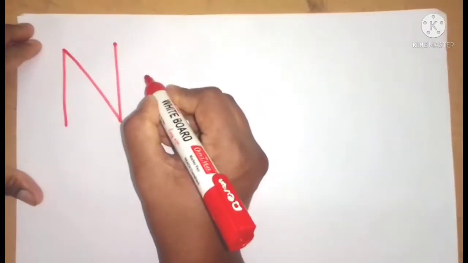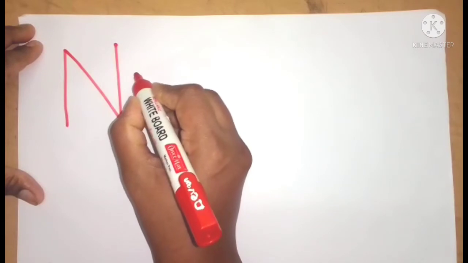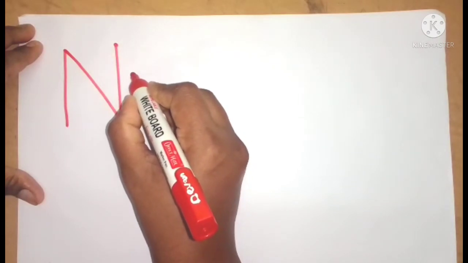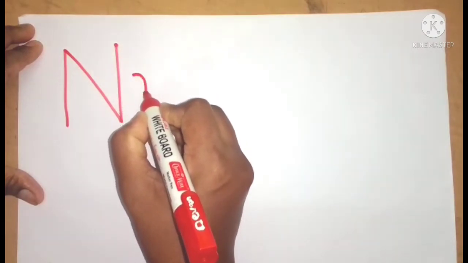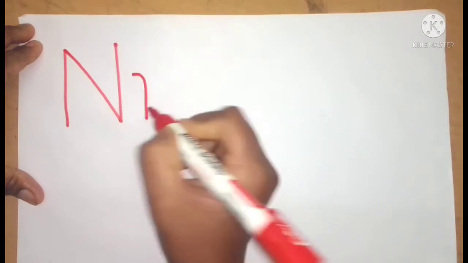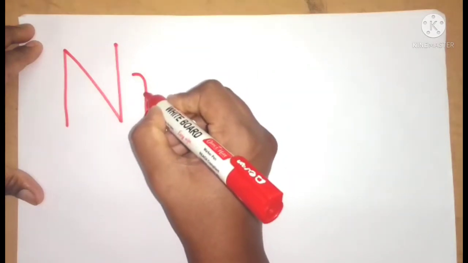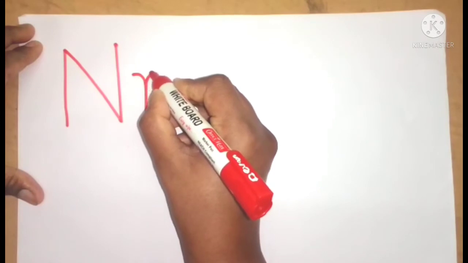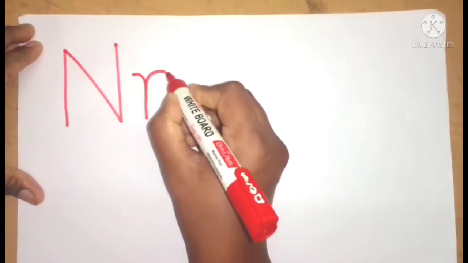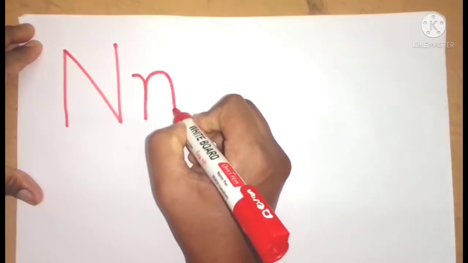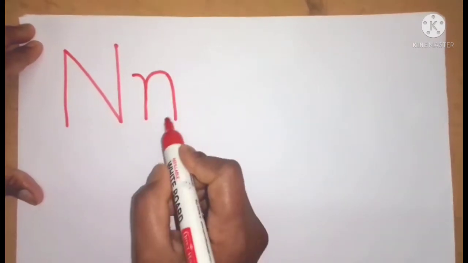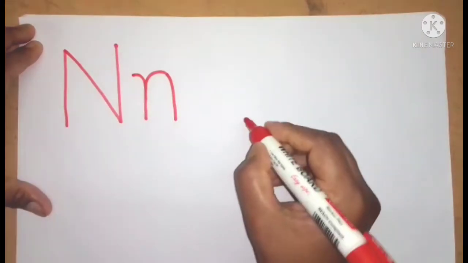Then we have small n. Draw a curved standing line, small standing line like this. Then from here make a small curve and make it as a standing line like this. This is small n.